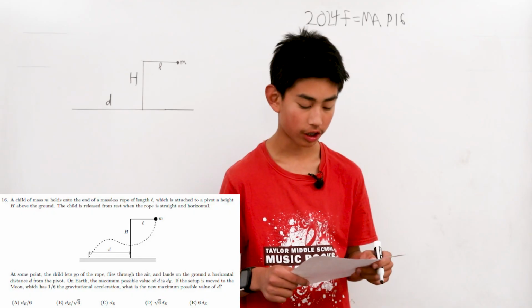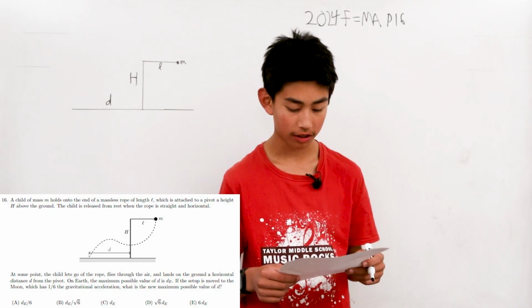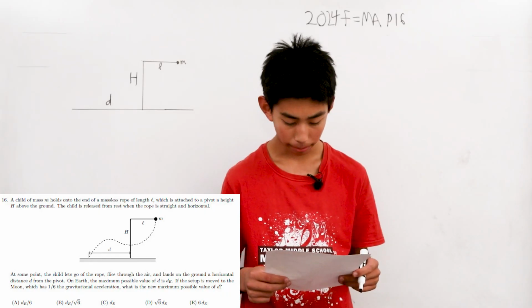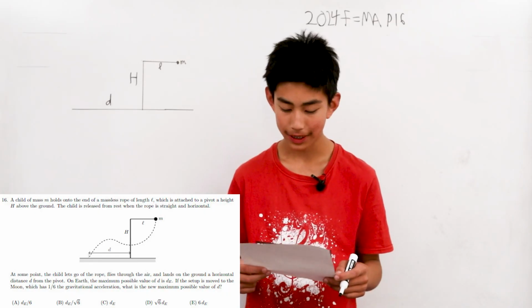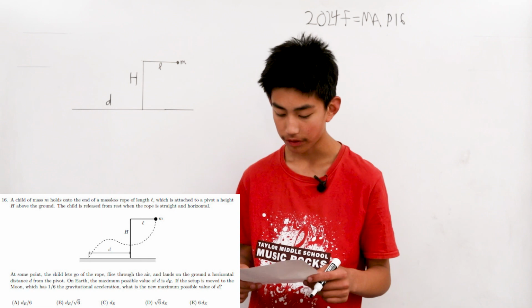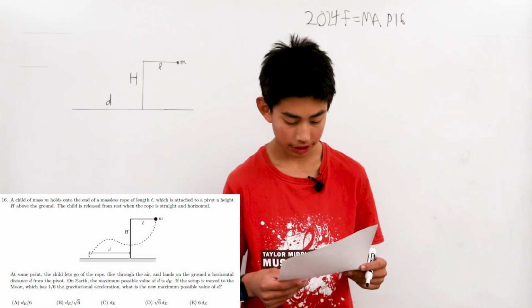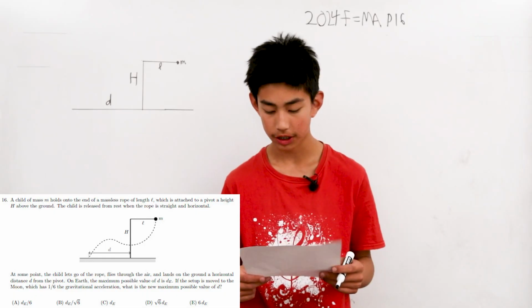At some point, the child lets go of the rope, flies through the air, and lands on the ground a horizontal distance d from the pivot. On Earth, the maximum possible value of d is dE. If the setup is moved to the moon, which has 1/6 the gravitational acceleration, what is the new maximum possible value of d?